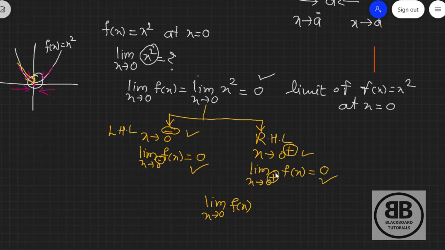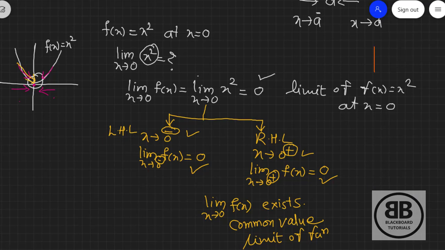Then we say that this limit exists, and that common value is called the limit. Okay, that common value is called the limit of the function. It is called the limit of a function. Okay, so this is the concept of the limit of a function.